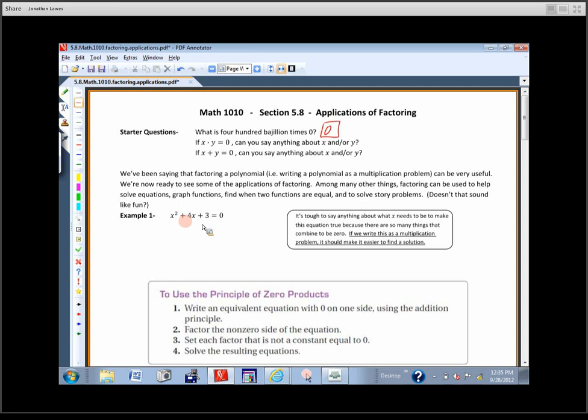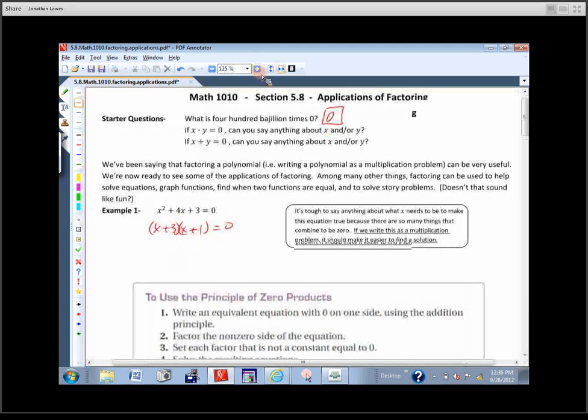Okay? So if I write this as a multiplication problem, which we can easily do, because that's an easy type of trinomial, I need two numbers that multiply to be 3 that add up to be 4. So I'm going to add positive 3 and positive 1. So they multiply to be 3, they combine to be 4. This is the right factoring. Correct? Okay, now how does that help us? Well, now we know that at least one of these factors in parentheses has to be equal to 0.